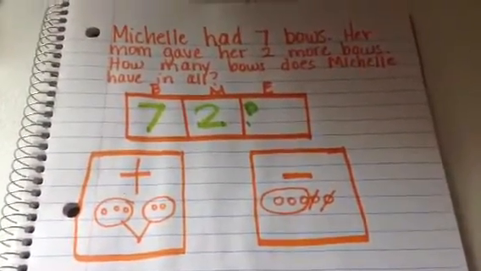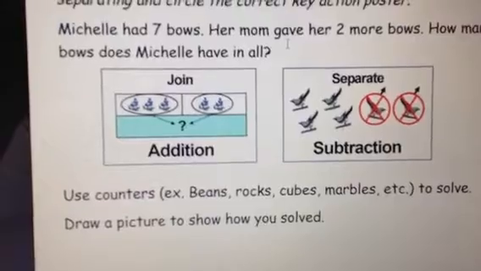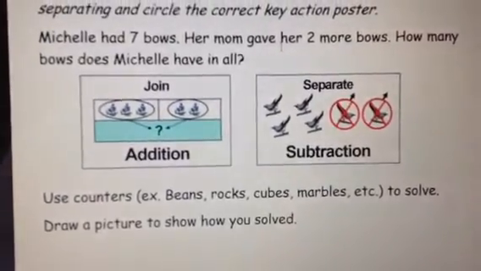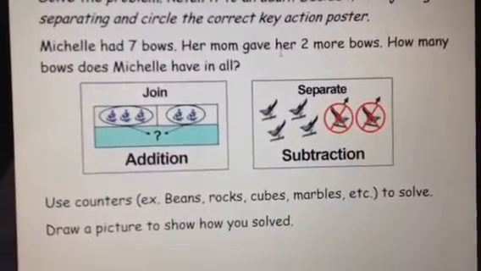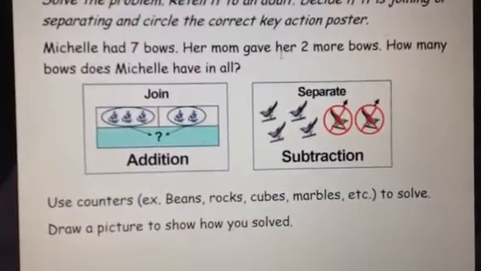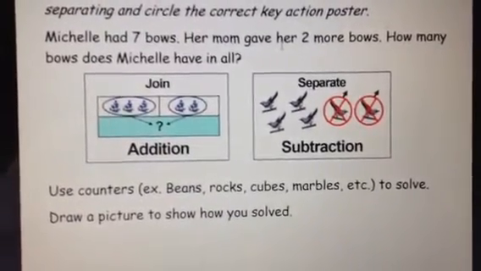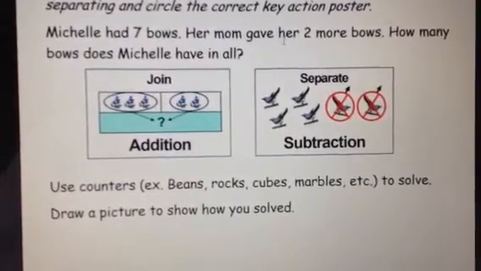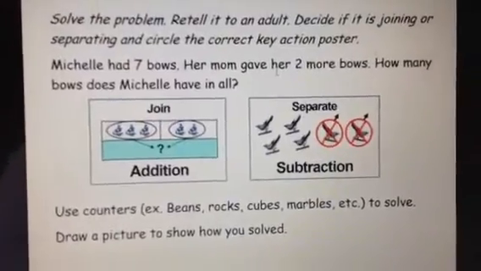Okay, so really quick, I'm going to go to my computer and I'm going to show you your key action strategies. Joining or separating, okay? So just by listening to the problem, Michelle had 7 bows. Her mom gave her 2 more bows. How many bows does Michelle have in all? Which action do you think we're going to use? Are we going to join or are we going to separate? If you chose join, you are correct. We're going to join, okay? So I'm going to come back to my paper here.